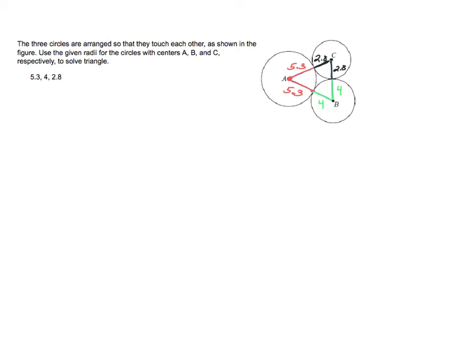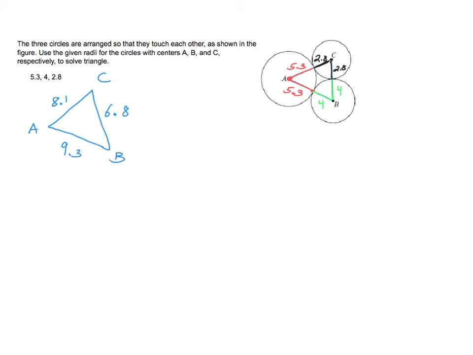I think I'll draw this separately, but if we're looking at triangle A, B, C, like this, the length of this side is going to be the sum of these two lengths, 5.3 plus 2.8. That is 8.1. The length of this side is going to be the sum of those two, 5.3 plus 4, and that's 9.3. The length of this side will be the sum of these two, so that's 4 plus 2.8, that's 6.8.